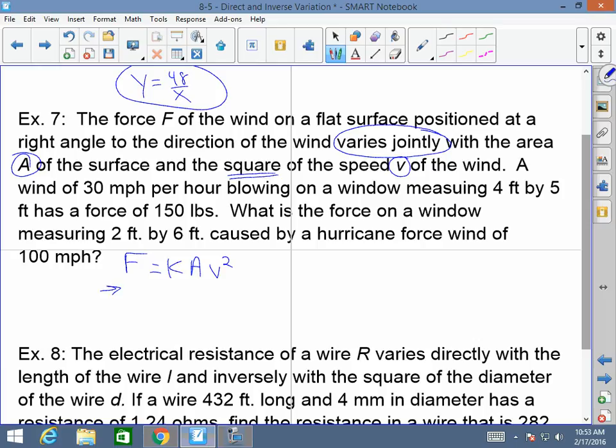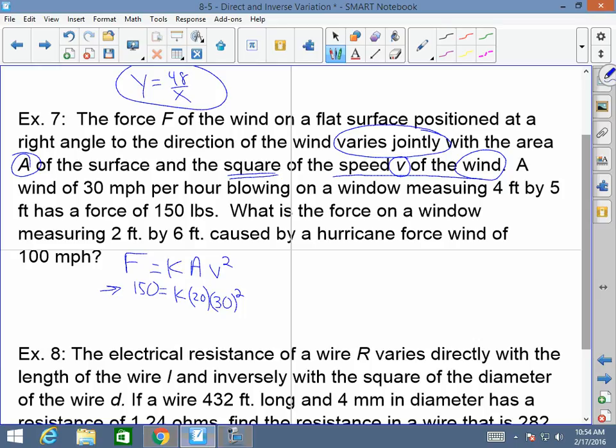Okay, I have a wind of 30 miles per hour. So it's just 30 squared. Not because I'm so smart, but because I read. Speed v of the wind, 30 miles per hour, blowing on a window measuring 4 by 5 feet. So what's the area? 20. Has a force factor of 150 pounds. So this is 150. I'm going to stop right here. Does everyone see what I just did there?